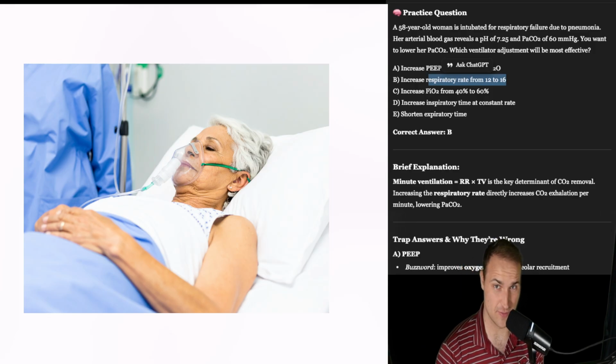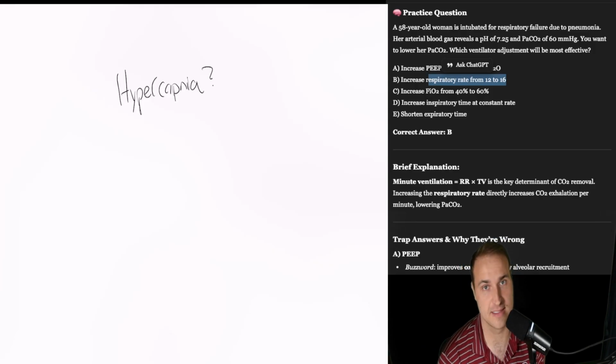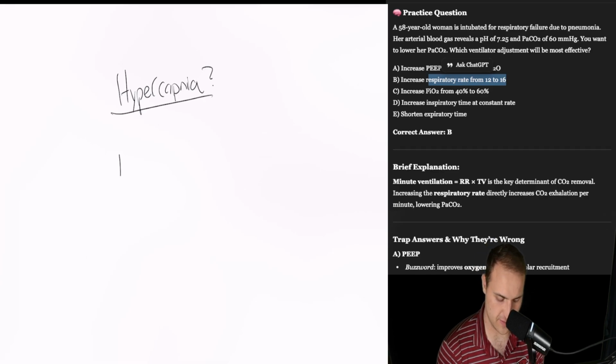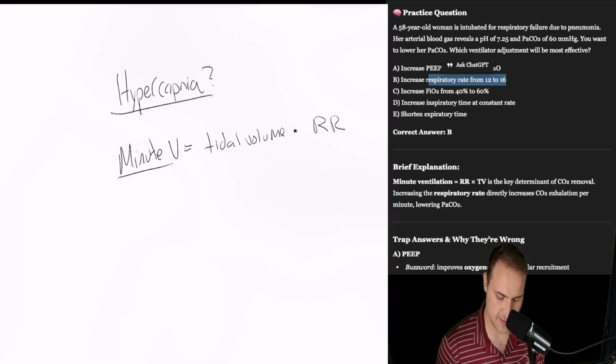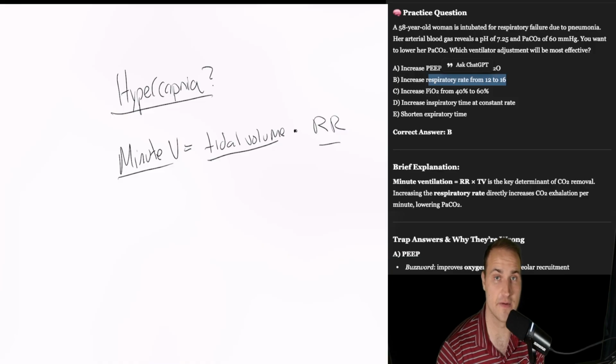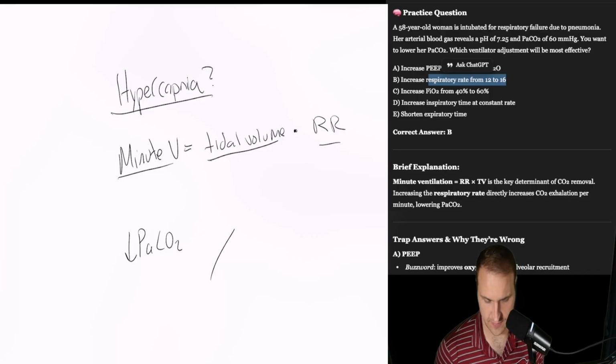What we do is CO2 removal through ventilation, not oxygenation. And there's some formulas that are important here. Your minute ventilation is your tidal volume times your respiratory rate. And we know here that our PaCO2 is too high, and so that's a ventilation problem. And so we should increase the respiratory rate or the tidal volume, which would have the effect of decreasing your PaCO2.